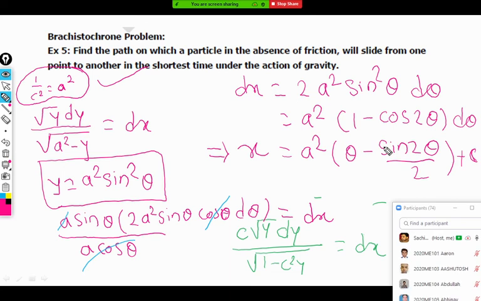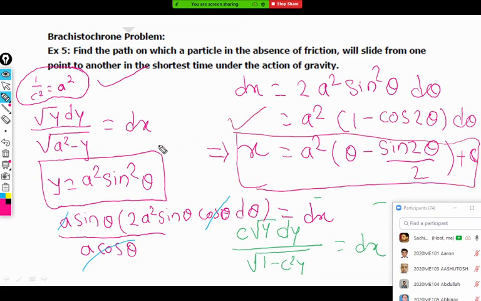Okay, so you can keep this as the answer. The answer is coming as x in terms of theta and y in terms of theta, and that is the answer. It's not like y equal to f(x) you are getting. You are getting x and y in terms of theta, and that is known as a parametric form.